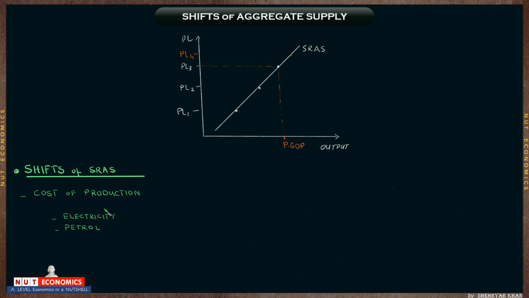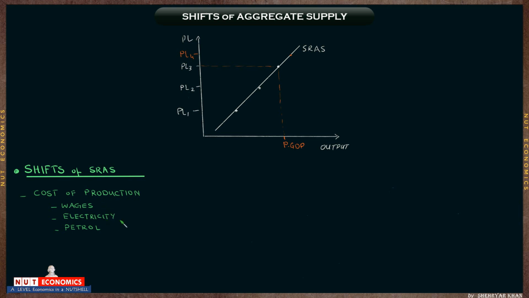And similarly, wages. Remember, I said wages are the biggest proportion of the total cost of production for most of the firms. So when wages change and when they finally adjust and become unstuck, then also the cost of production of the firms will change.